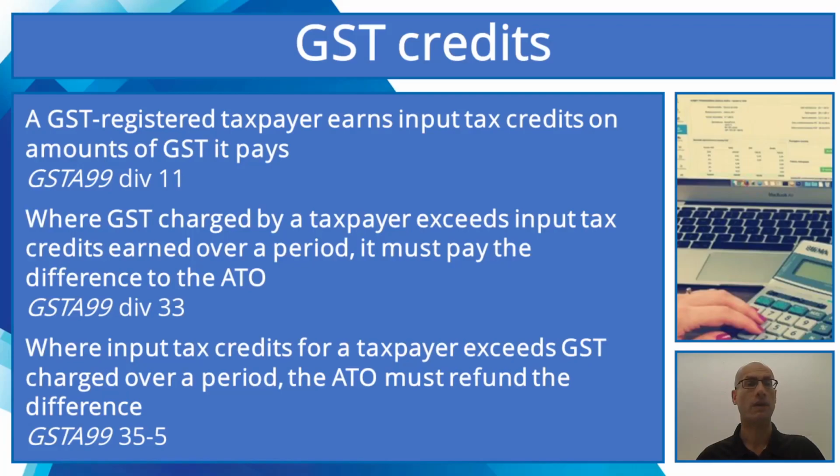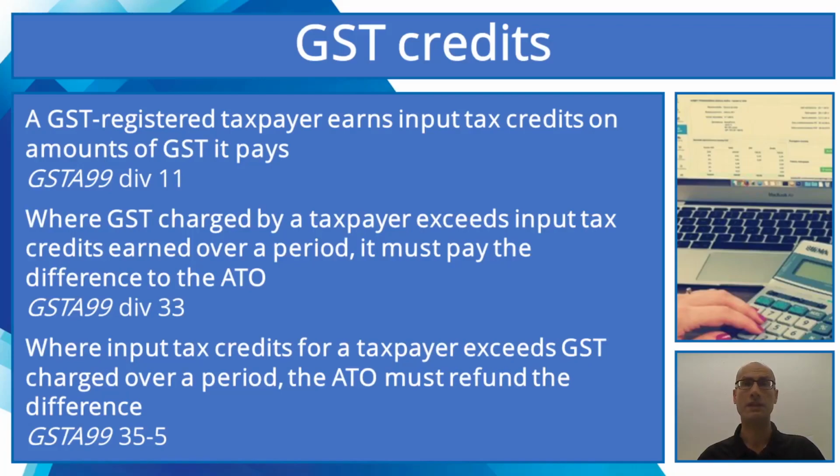Ultimately, though, if I pay some amount of GST when purchasing goods, then sell those goods for more, it's actually only the difference between the amount of GST that I pay on supplies, which here we call input tax credits, and the amount of GST that I receive. That's the GST charged by me. It's only the difference between those two things that you have to pay at the end of each GST period.